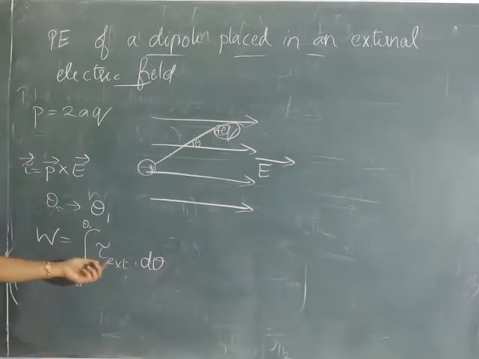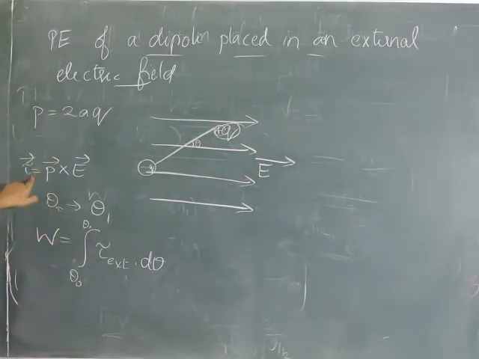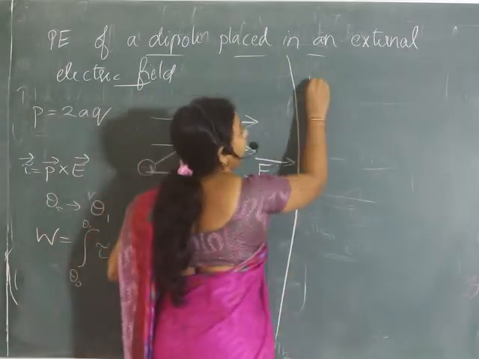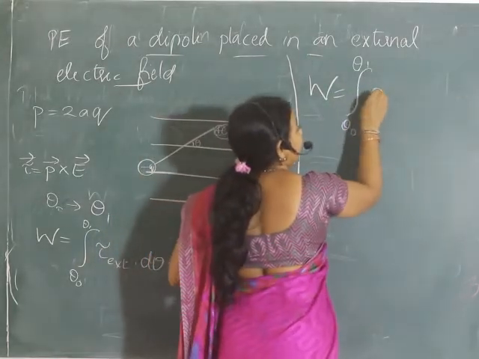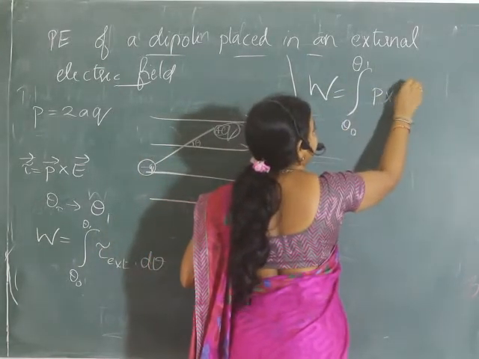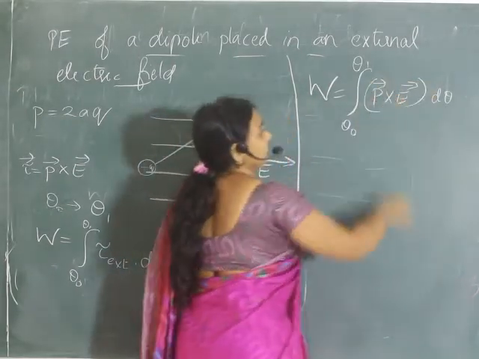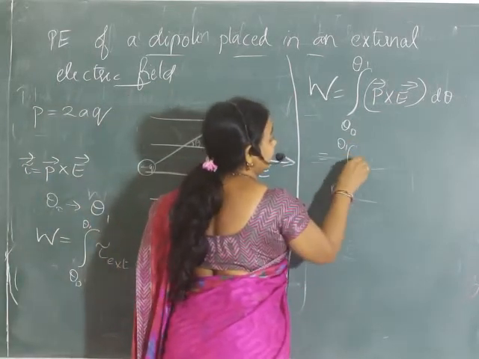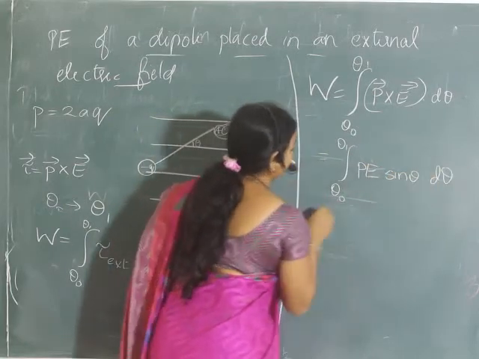Substitute. The external torque we are applying here is nothing but the same torque, because I have to neutralize it. So therefore I can write work done is equal to the integral from theta naught to theta 1 of P cross E into d theta. But P cross E can be written as PE sin theta into d theta.